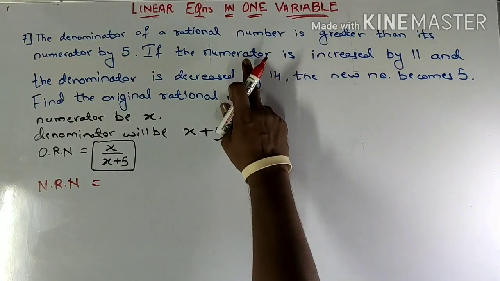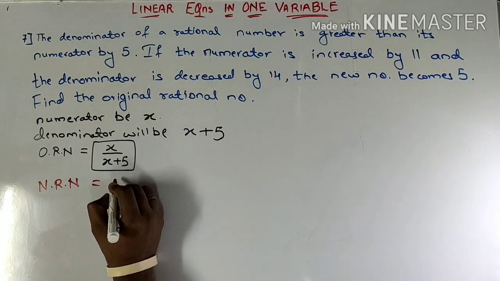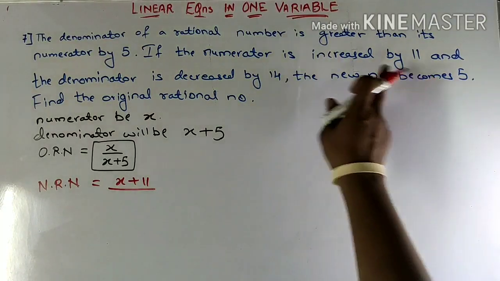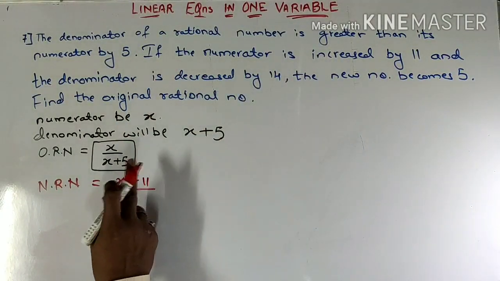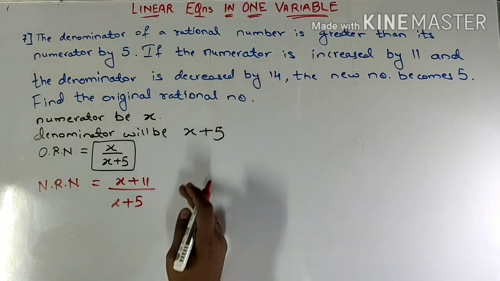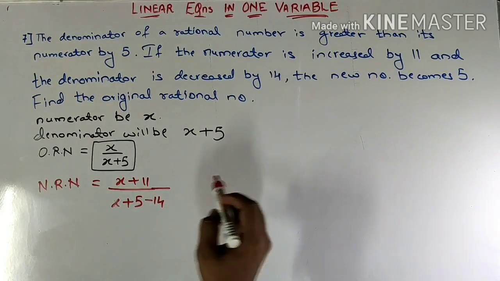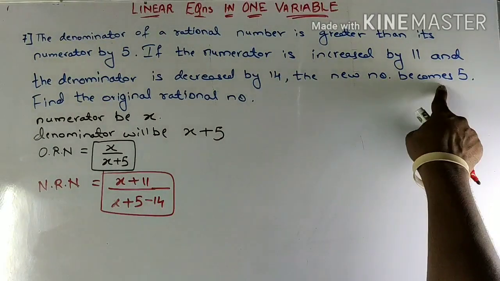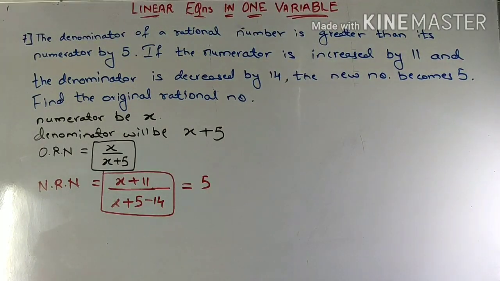What is the new numerator? When the old numerator is increased by 11, and the old numerator is x, the new numerator will be x plus 11. And what will be the new denominator? The old denominator is decreased by 14. The old denominator is x plus 5, so x plus 5 decreased by 14, that is minus 14. Then this is my new rational number. The new number becomes 5, that means this is equal to 5.